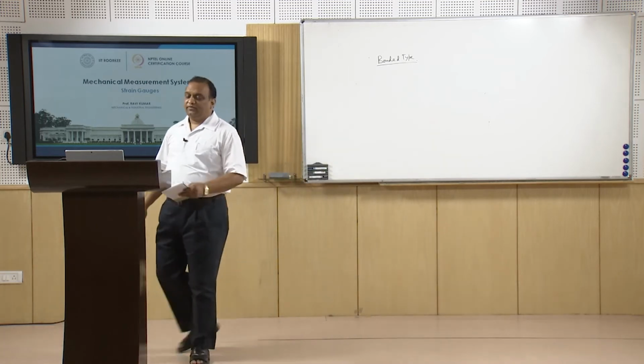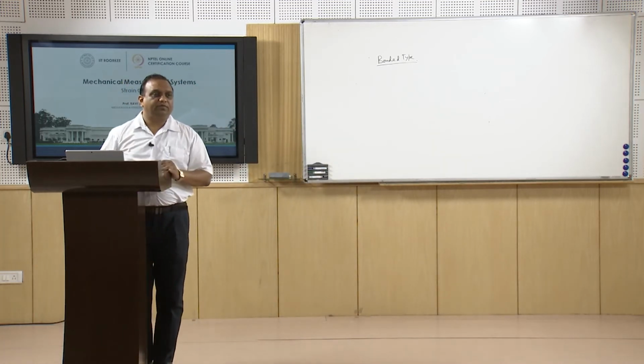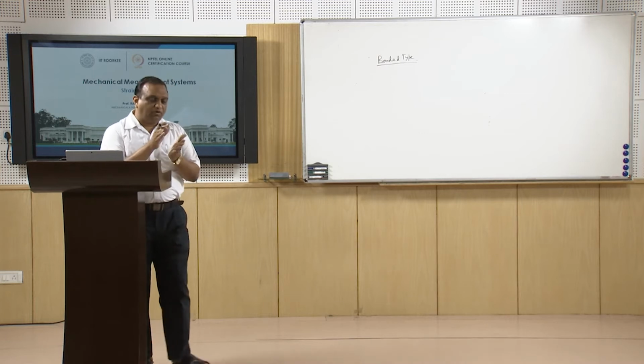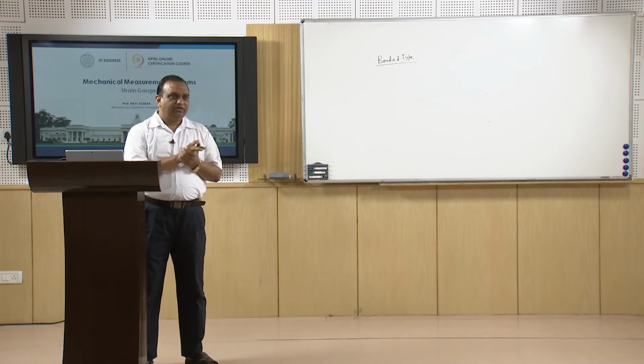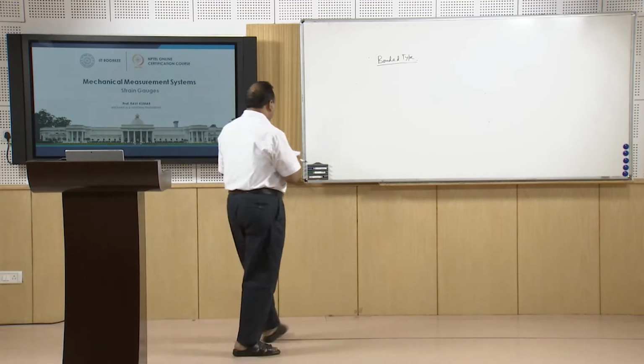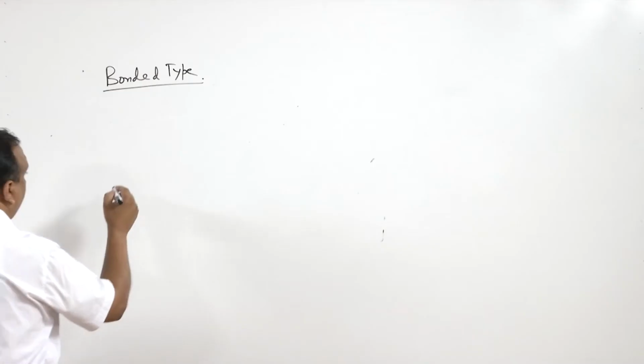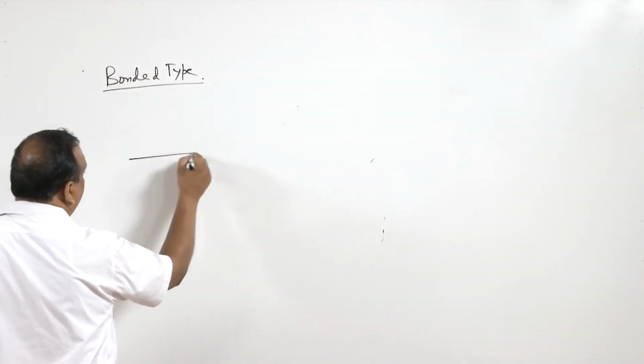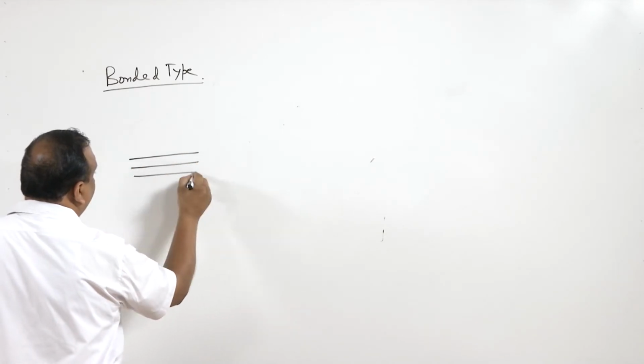Now, bonded type of strain gauges means, as is clear from the name itself, that the strain gauge is bonded on the substrate. So there is a firm contact between the substrate and the strain gauge. The strain gauge wire is very thin. It is a metallic wire, and the metallic wire is pasted on the surface, the substrate.